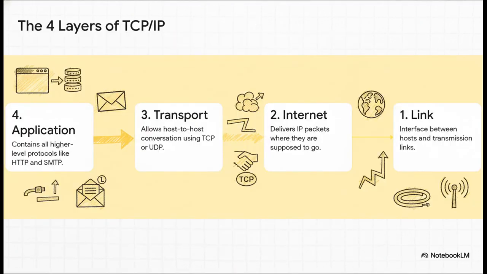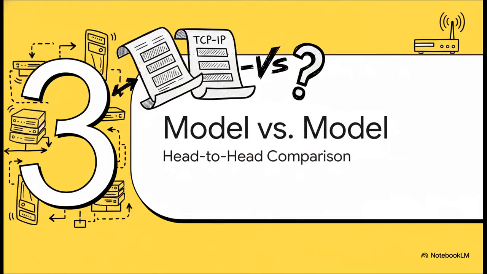So it's a much more condensed 4-layer stack. It's leaner, it's more practical. You'll notice, hey, where are the session and presentation layers? Well, in the TCP/IP world, those functions just get bundled right into the application layer if they're needed. It only includes what's absolutely essential to get the job done. Okay, so for our big network design project, how do these two blueprints really stack up against each other? It's time to put them head to head.